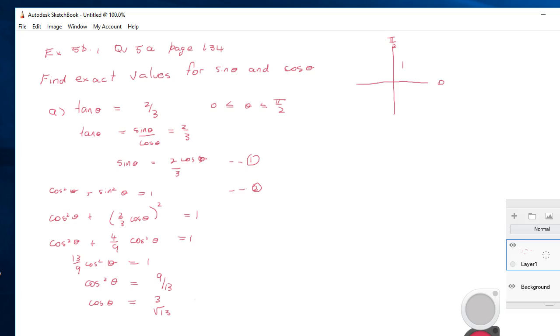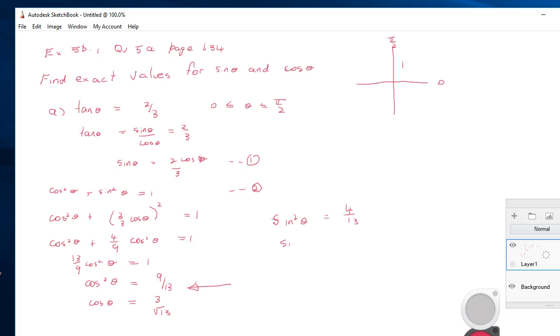Now we also have to find sine theta, and we know that cos squared theta plus sine squared theta equals 1. And looking back here, we know that cos squared theta is 9/13. So sine squared theta must be the rest, 4/13. So that's from using the identity theorem.